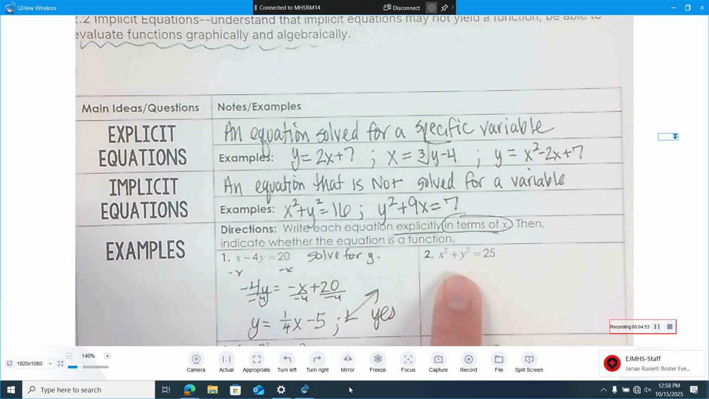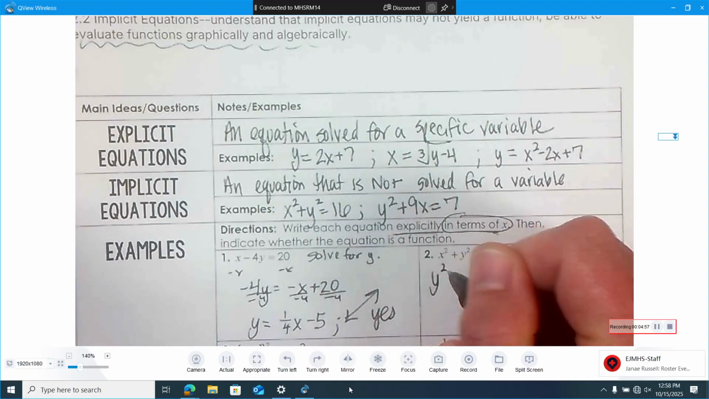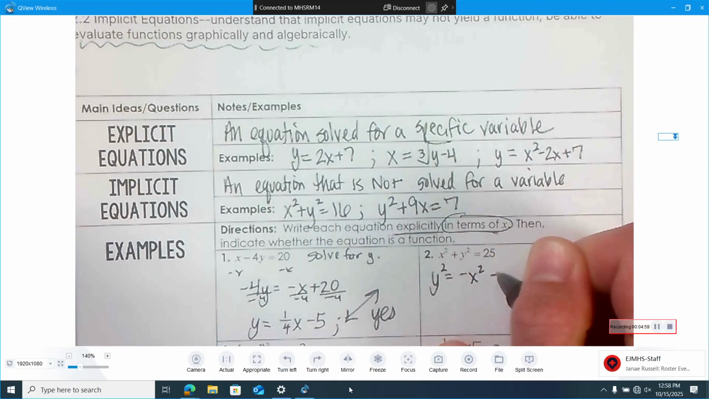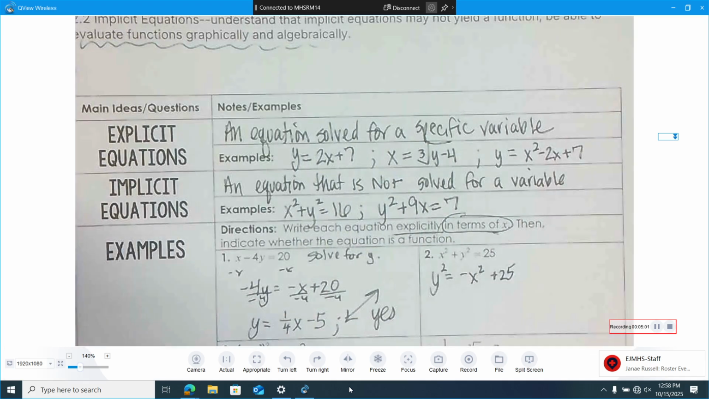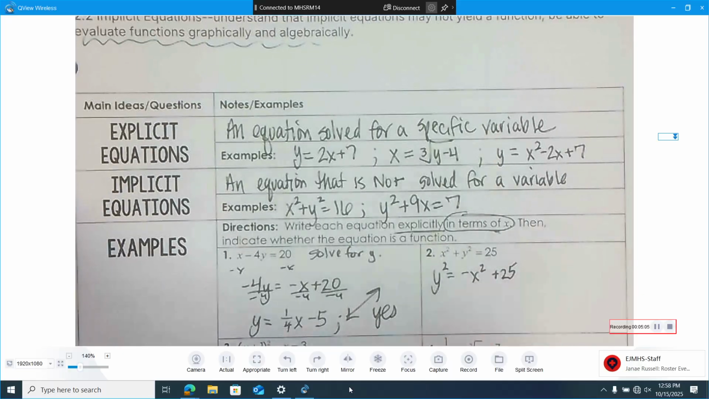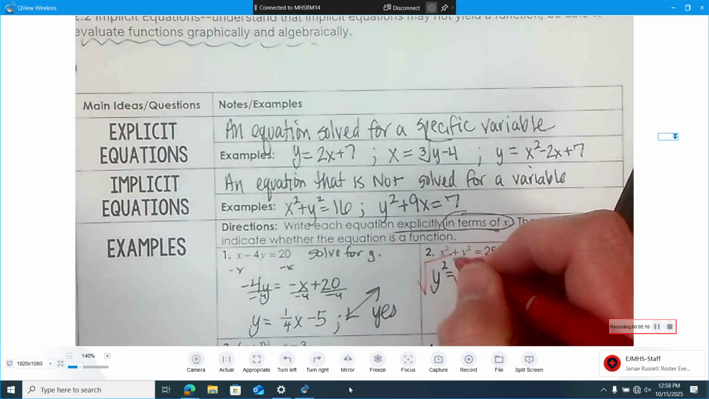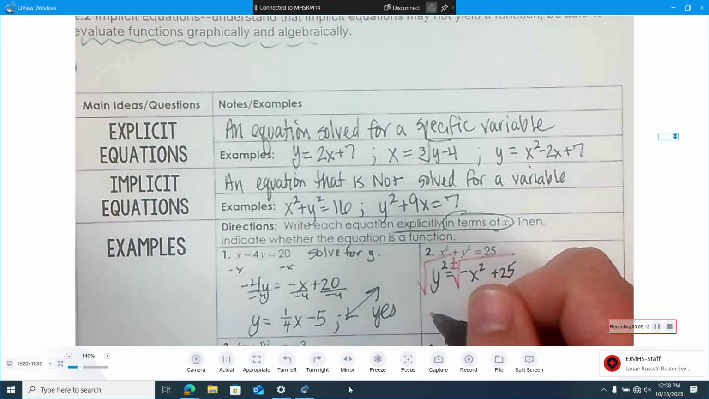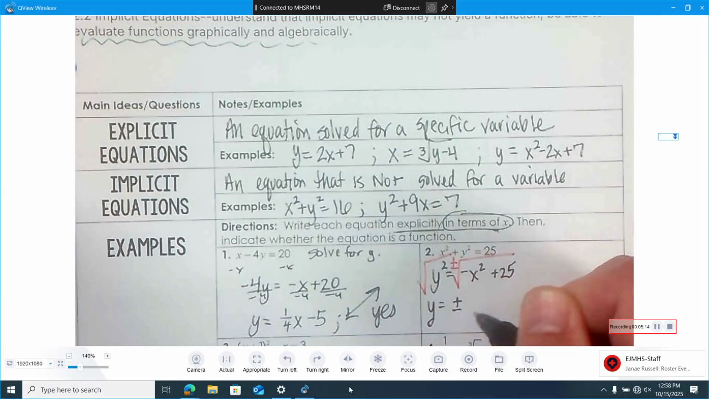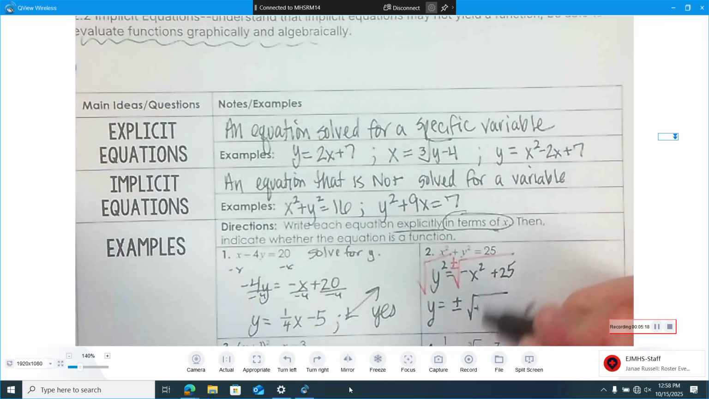I need to get y by itself. What are we going to do first? Subtract x squared. So I have y squared equals negative x squared plus 25. And then what do we need to do? Square root both sides. When you take a square root, what do you have to remember? Plus or minus. Very good. Don't forget the plus or minus. We get y equals plus or minus the square root of negative x squared plus 25.